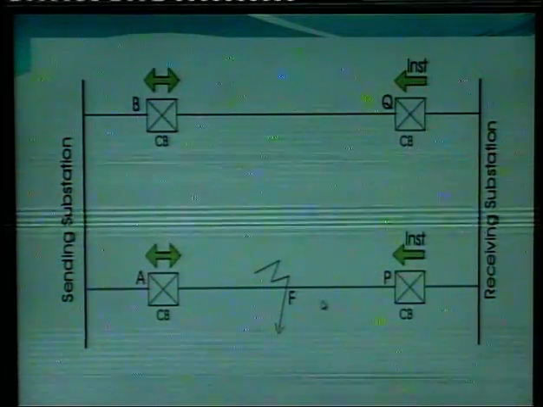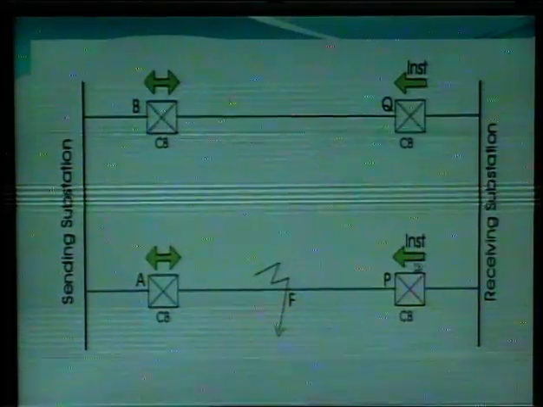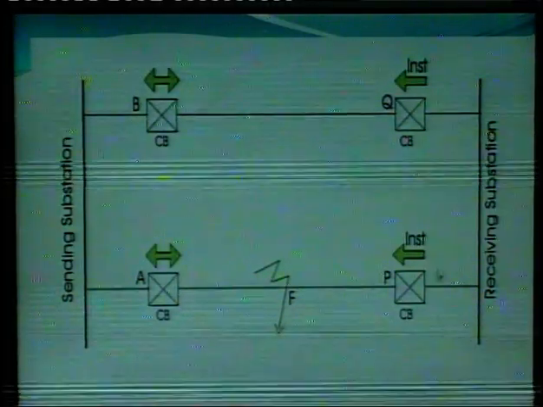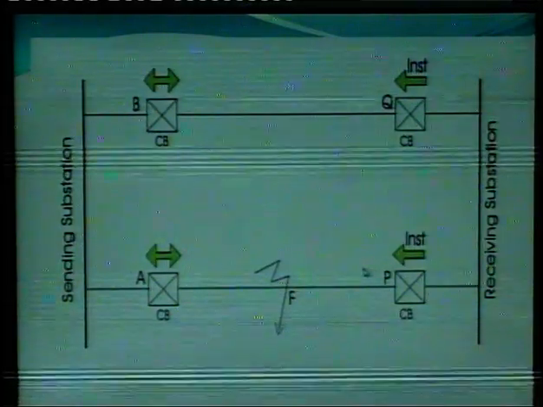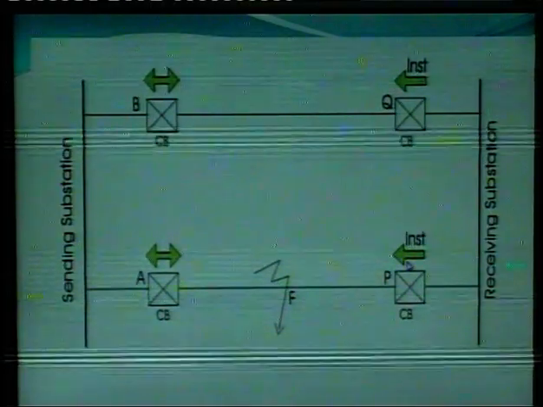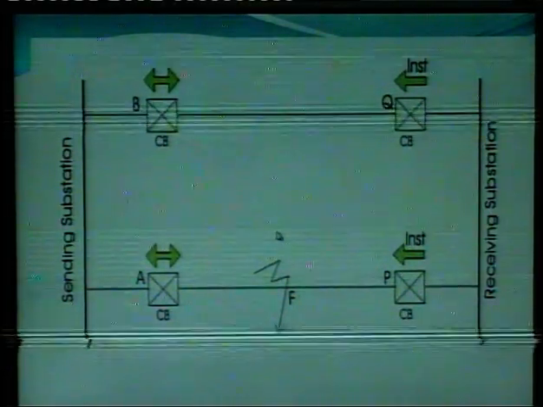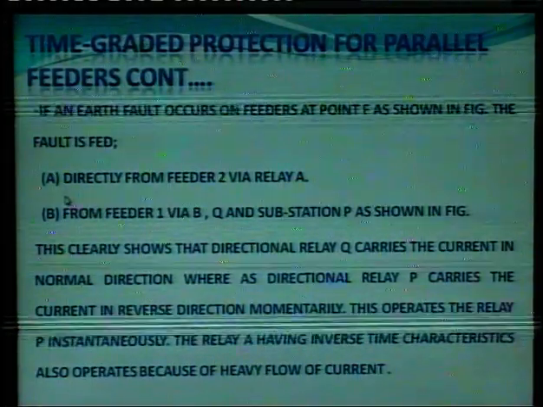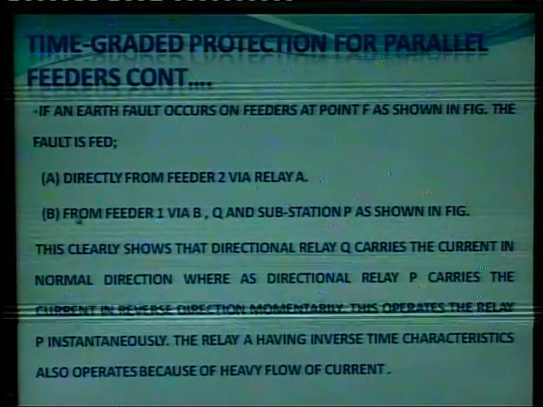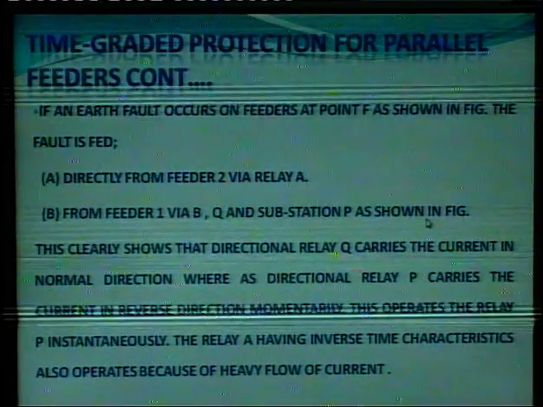So in this way, the power has to flow from A to P, but now due to the fault, as the fault is fed by this feeder 1, it is flowing in the opposite direction, that is, in the direction of the arrow. So in this way, this relay will operate. So directly from the feeder 2 via relay A, and second from the feeder 1 via B, Q, and substation P as shown in the figure.